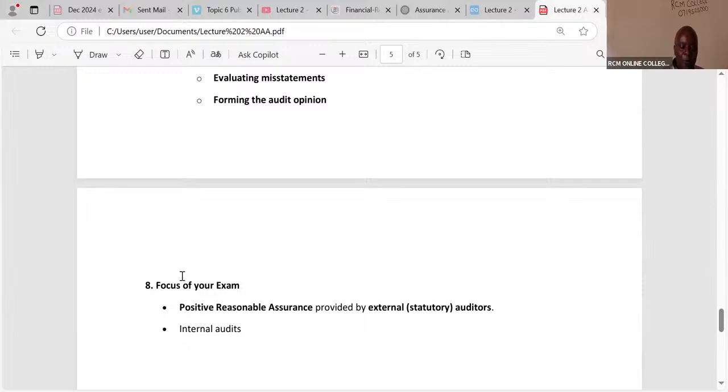So for you, focus in your exam, as you study, you must be able to know this positive reasonable assurance provided by external statutory auditors. And then, of course, you shall be able to look at the internal audits. You as an internal auditor, there is the kind of assurances that you shall be providing.